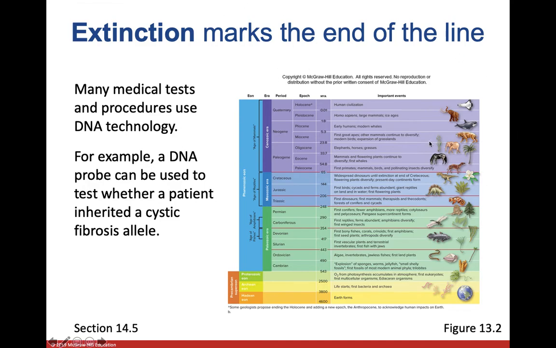Extinction is the end of a species. It's pretty easy to determine when species are extinct, when you no longer see them in the fossil record, or they no longer are able to reproduce viable offspring.